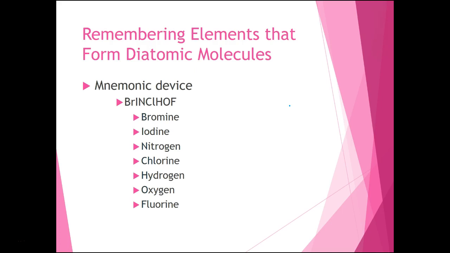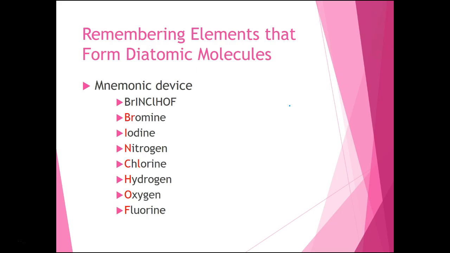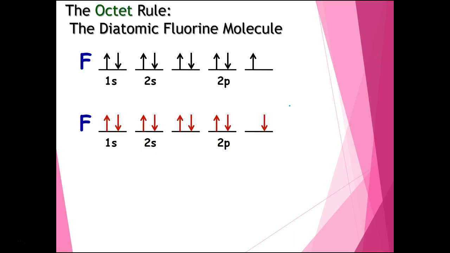So if we can remember Brinkelhoff, we know the 7 elements on the periodic table that always form diatomic molecules. That is a chemical bond between 2 atoms of the same element. So we can see where we get Brinkelhoff from. You can see the letters in red that highlight it, so we can understand that better.